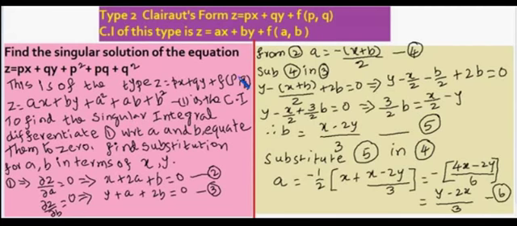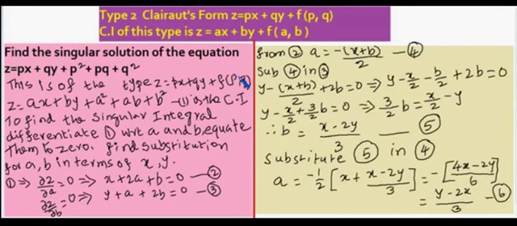Our duty is to find the singular solution of z = px + qy + p squared + pq + q squared. Now look at the equation z = px + qy + p squared + pq + q squared.